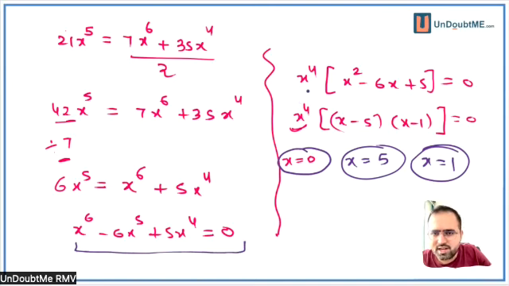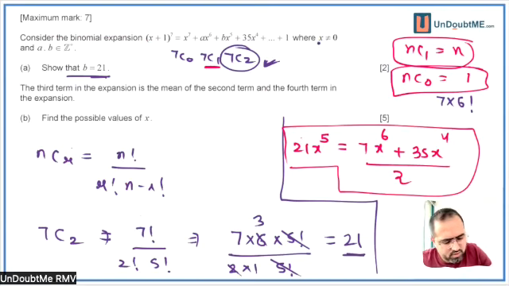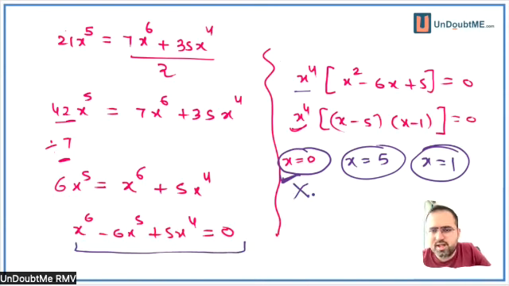In the end, you should take it as common and then write it down as one of the answers. But now we have to check whether we can accept x is equal to 0 or not. It is given in the question that x is not equal to 0. It means we will reject this value and mention the same reason. As x is not equal to 0, the possible values of x will be 5 and 1. That's it.